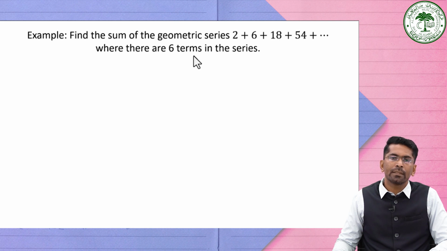Now another example: find the sum of the geometric series 2, 6, 18, 54, where there are 6 terms in the series. Here we want to find the sum of 6 terms in the given geometric series. Here a is given as 2, r is equal to 6 divided by 2, which is equal to 3, and n is equal to 6.